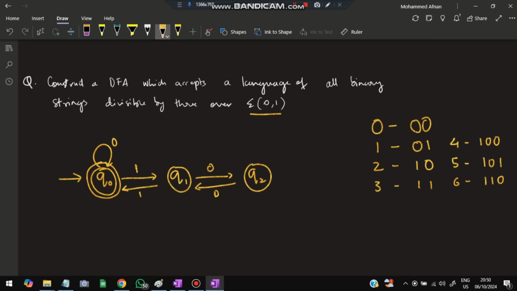1, 0, 0. And if I do it as 1 here, 1, 0, 1. What is 1, 0, 1? 5. 5 means how much remainder? 2. 2 remainder state is this. So 1, 0, 1 will be remaining here. Now this will be valid for any number of states.